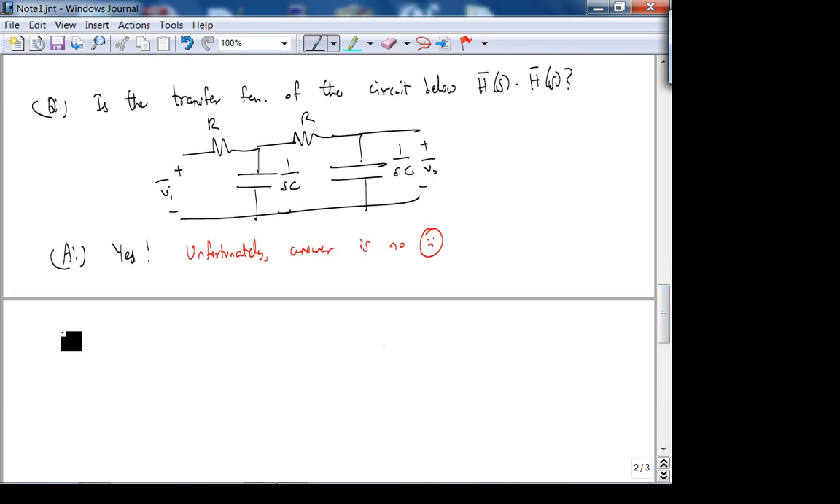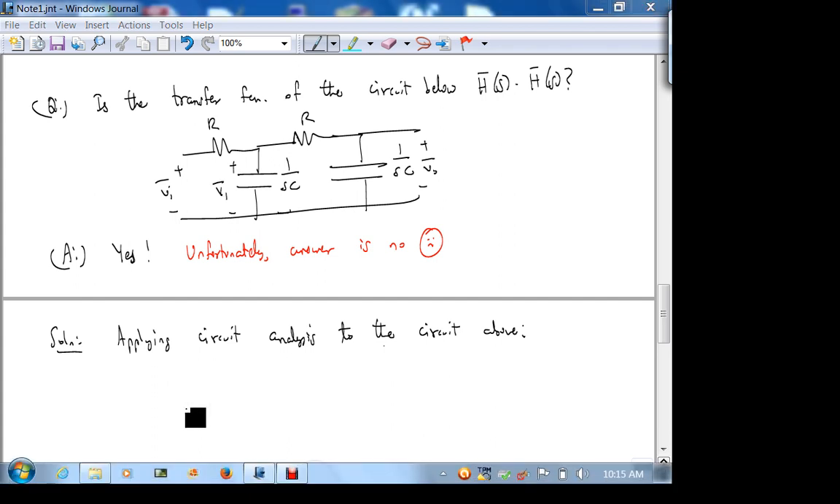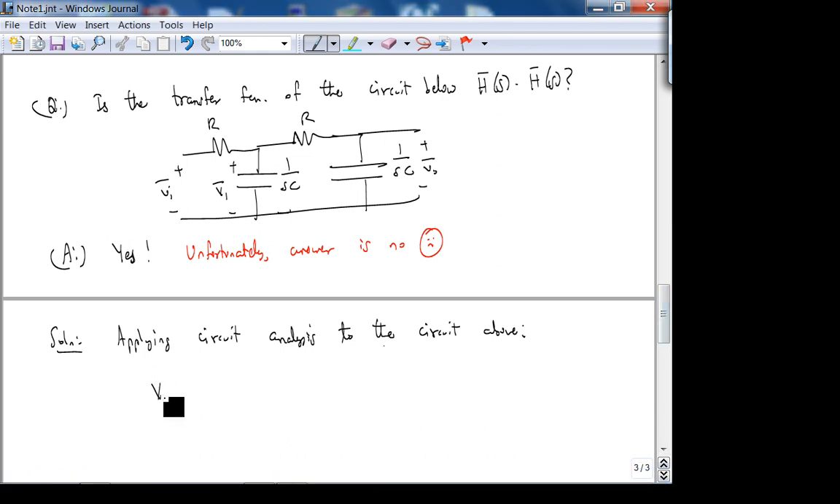In other words, if you apply circuit analysis to the circuit above, let's call this V1. The only way you get H of s times H of s is V naught equal to 1 over SC over R plus 1 over SC times V1. Is that correct? Is that right or no?